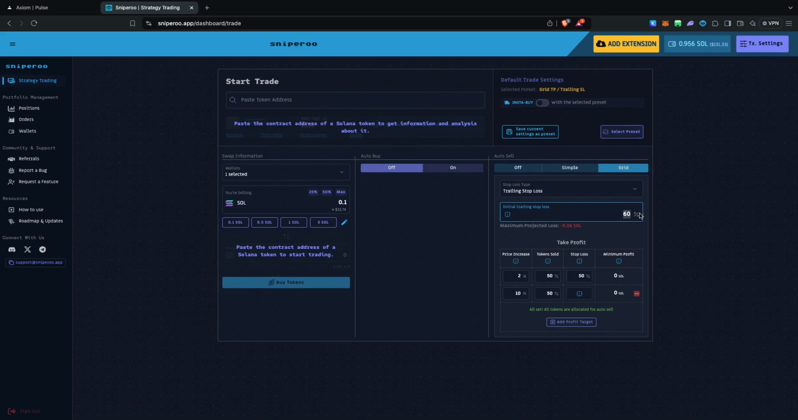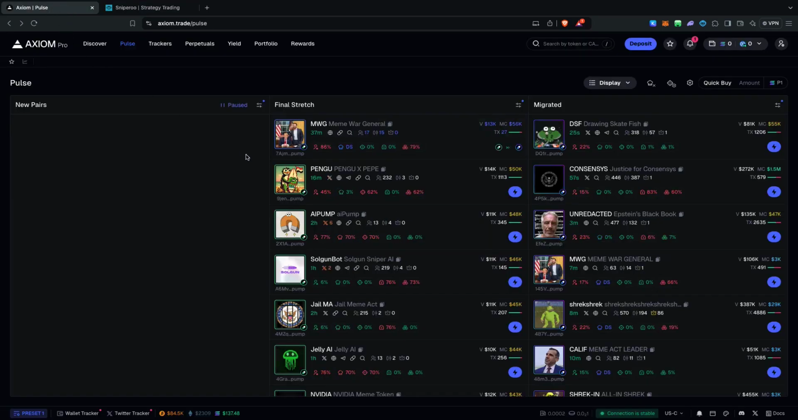So the advantage of having a trailing stop loss on your trades, and by the way, I am assuming that you already know the difference between a trailing stop loss and a regular stop loss. If you do not know what these two features or functionalities are, please just go on Google and understand what a trailing stop loss is. So basically, the trailing stop loss is going to prevent you from having any rug pulls or losing any type of profits.